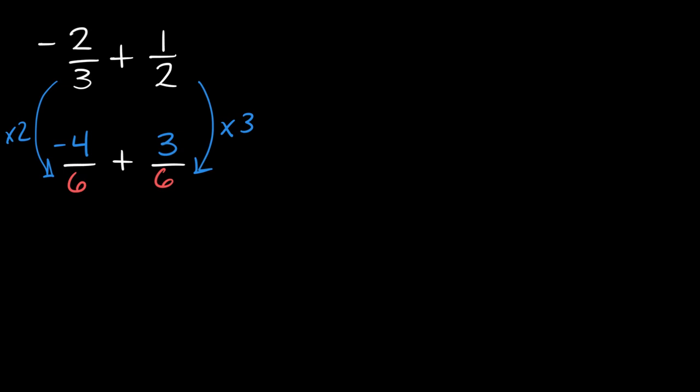Now what we have to do is we have to add negative 4 plus 3. And if you're not good at doing that, you should go back to a previous video where I add integers. But assuming you're good at that, and I'll link to that video as well, we'll just say negative 4 plus 3, that is negative 1. And now we're ready for our answer. It's negative 1 over 6.